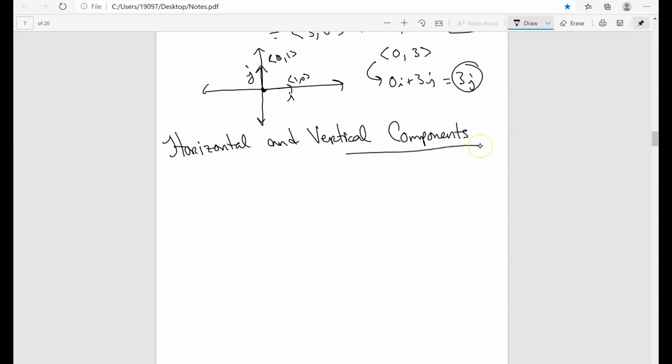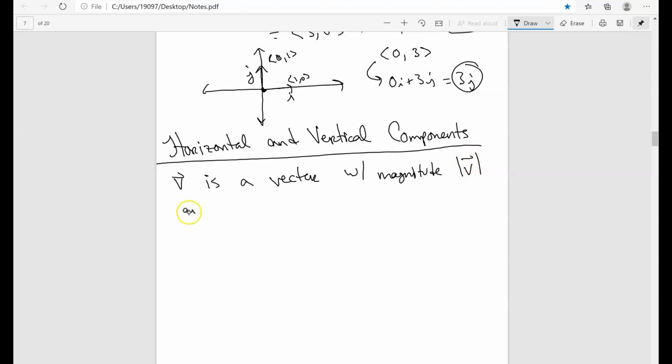So sometimes you're not going to be able to get the components themselves. If you are given the magnitude and the direction, then you can figure out what the components are going to be. So v is a vector with magnitude of v and direction theta.